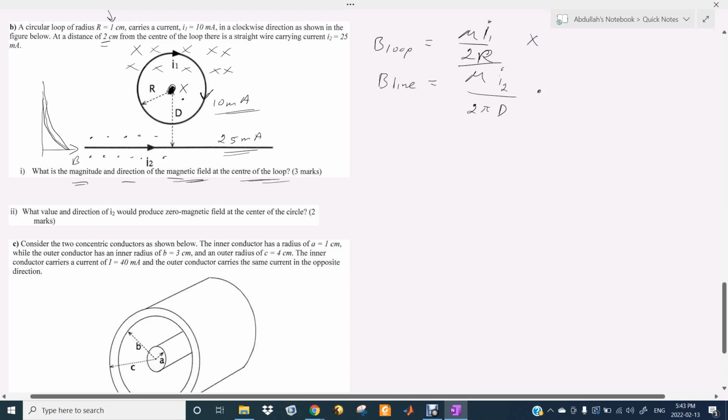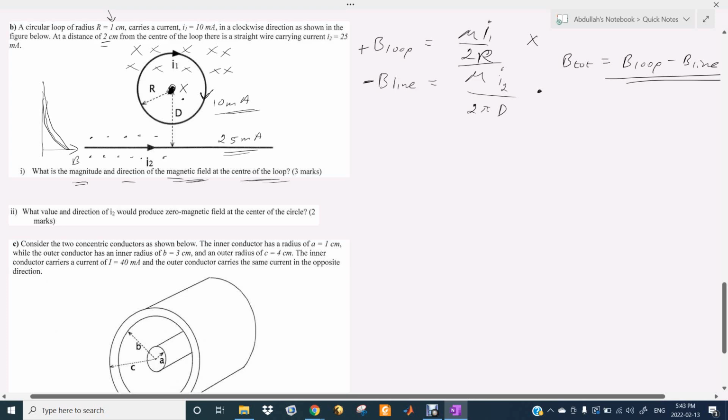Clearly these magnetic fields will be interacting and trying to counteract each other. So your B total has to be the difference between these. If you take this direction as the positive direction, and this one as the negative direction, then what you have is B loop minus B line. This is the total magnitude. Once you plug in the values, you'll find the magnitude and the directions.